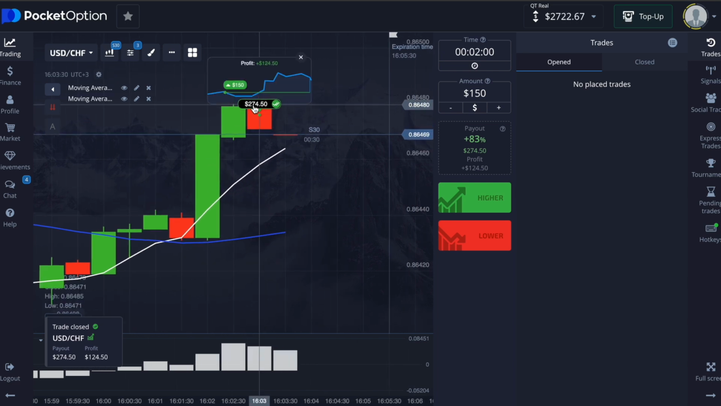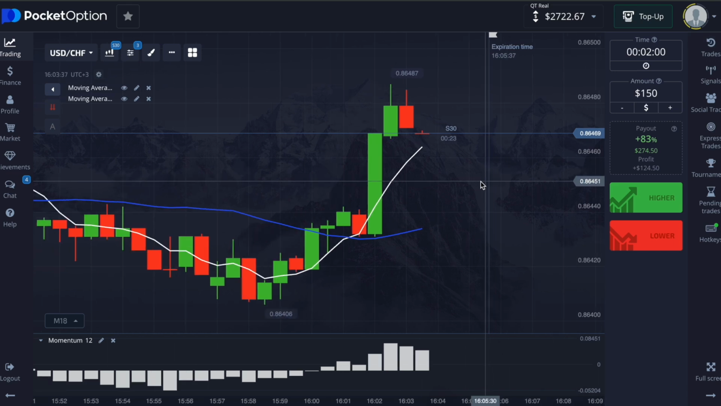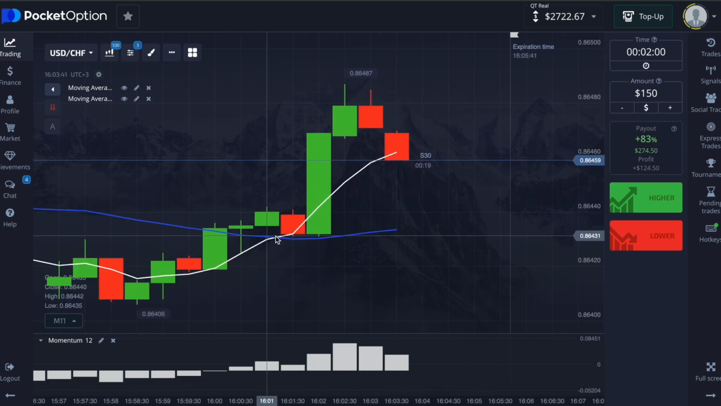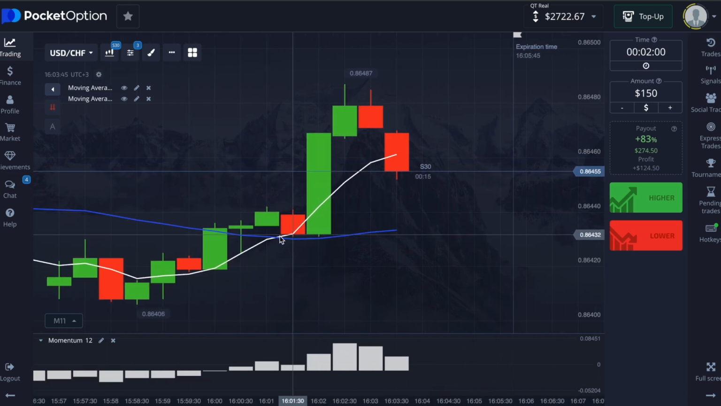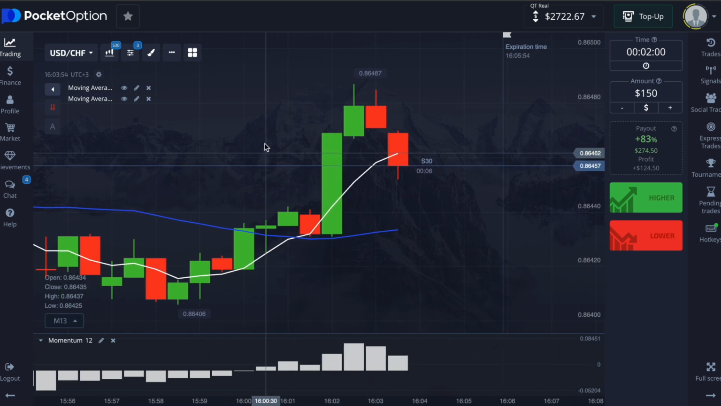My trade closes, bringing me $124.50 in 2 minutes. Now let me tell you what to pay attention to. First, wait for the moment when the white line only intersects with the blue line. Second, the candles in the momentum indicator should move in your direction. And that's all you need to find, and it's genuinely straightforward.